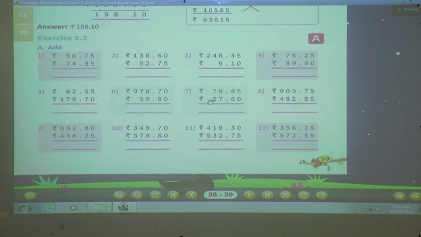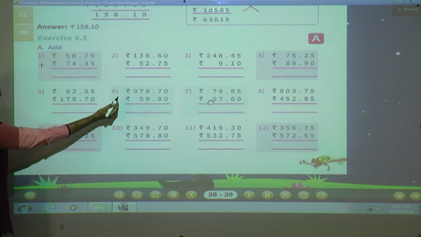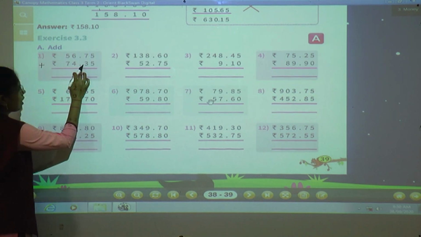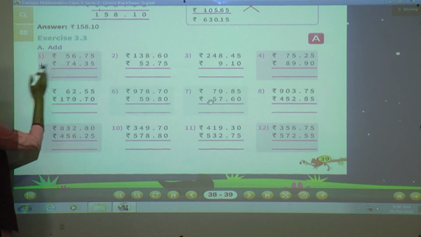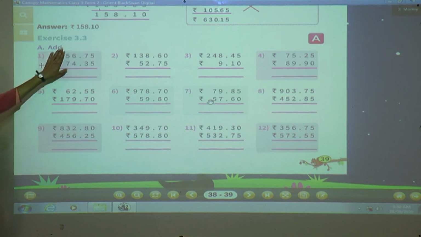Now we'll do the addition. Start from the paise. See here, to the right side of the dot, these are the paise, and before the dot, whatever the amount is there, that will be the rupees.